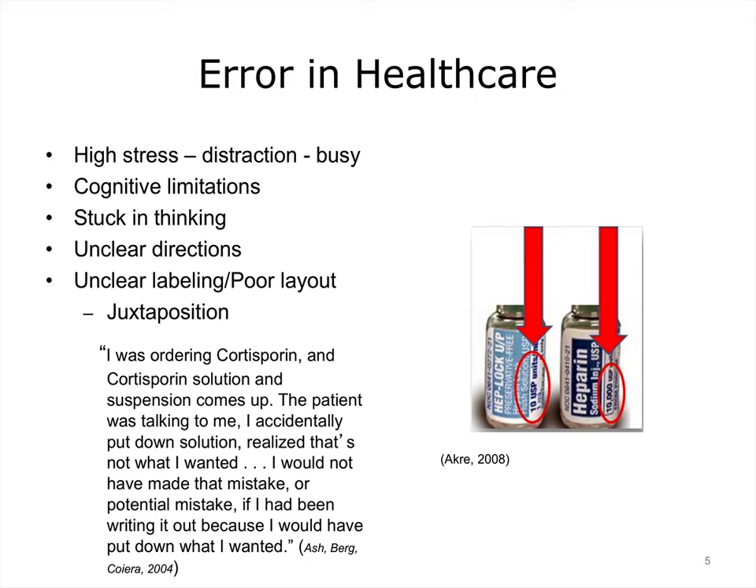In the ASH article, the following transcript was presented. Quote, I was ordering cortisporin and cortisporin solution and suspension comes up. The patient was talking to me. I accidentally put down solution, realized that's not what I wanted. I would have not made that mistake or potential mistake if I had been writing it out because I would have put down what I wanted. End quote. Putting all these things together, we start to see how error can happen.